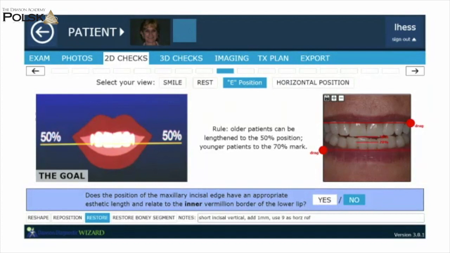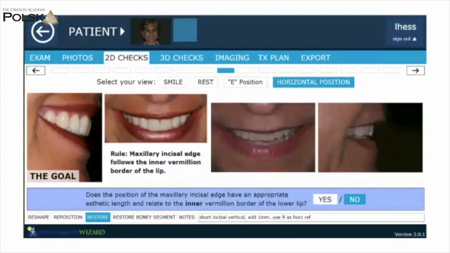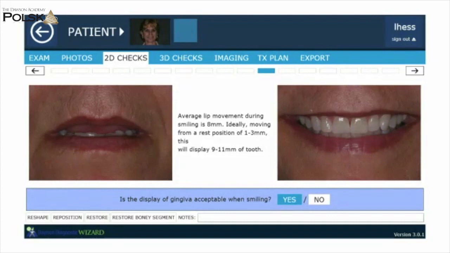In the analysis in the I position we also see that the edges are at the 50% level, which also gives some possibility for lengthening. If we look at the horizontal position using the tip down and 90-degree smile photograph, we can see that these incisal edges could be brought out facially.